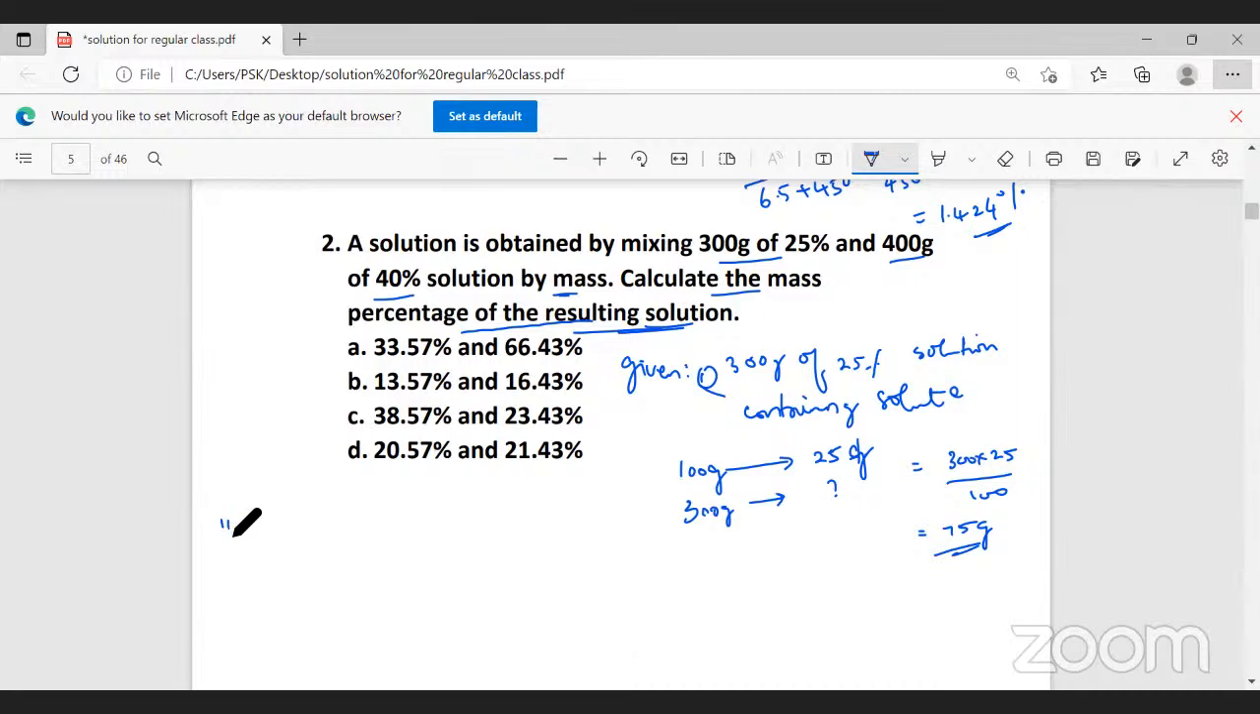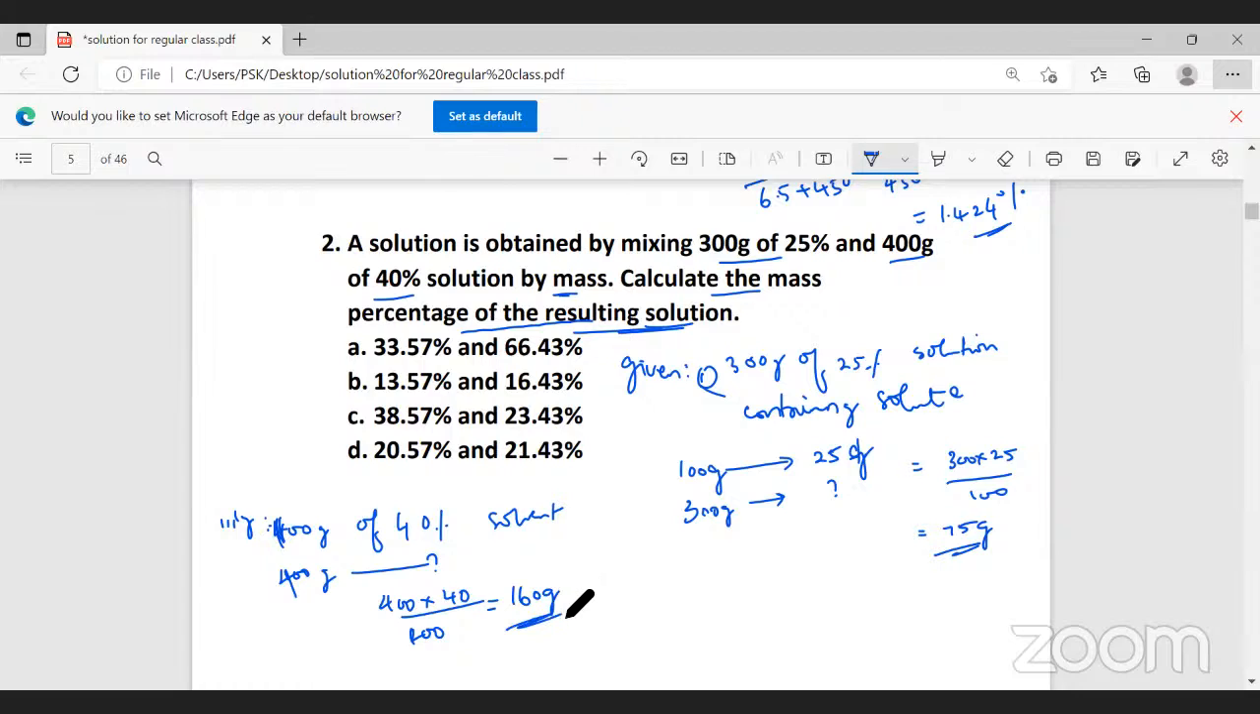Similarly, tell me what will be the mass of solvent. They've given 400 grams of 40%. So 100 grams will contain what? No, this is wrong. 100 grams contains 40%. So 400 into 40 divided by 100. So you will get it as 160 grams.